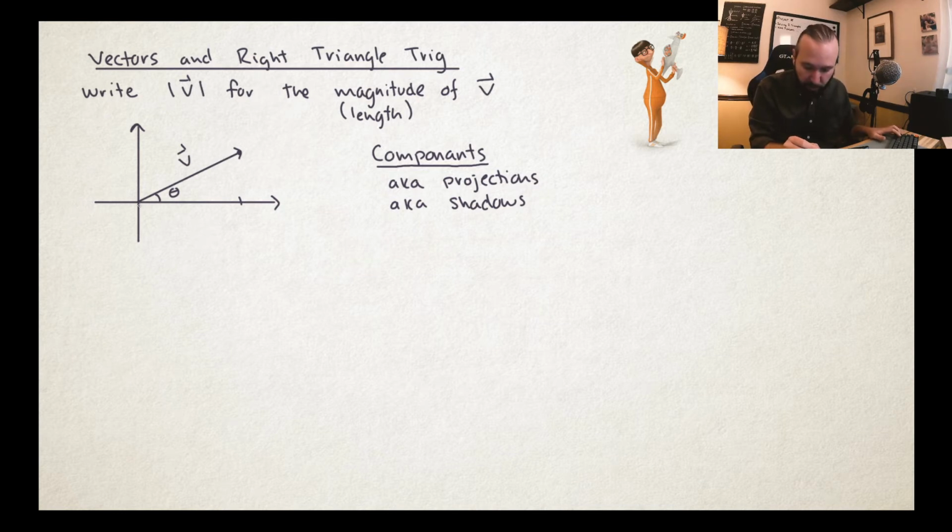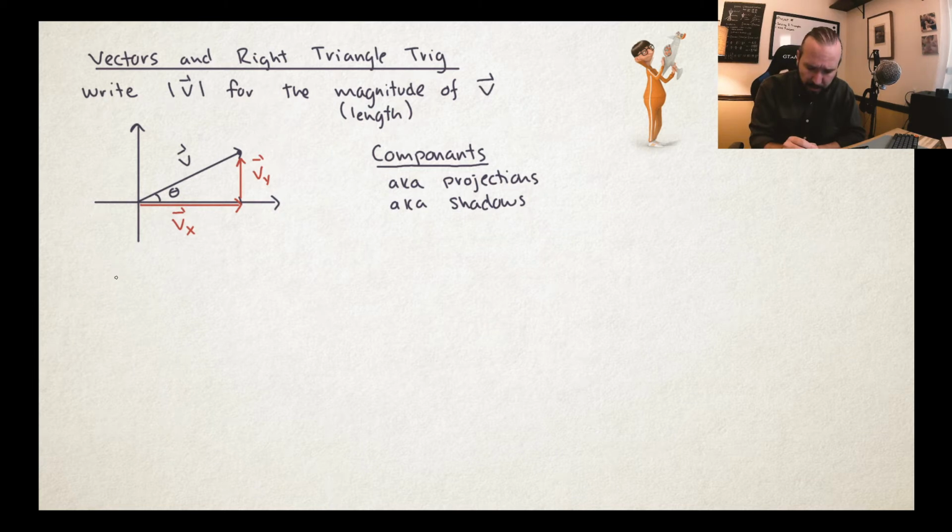So we're going to call this piece right here, this arrow that goes right along the x-axis and goes down till it's perpendicular with the tip there, v sub x, and that's a vector. And then also this vector right here, we're going to call that v sub y. And this is useful for us because now I can start using trigonometry to solve problems about vectors.